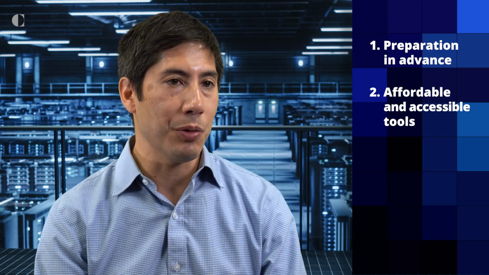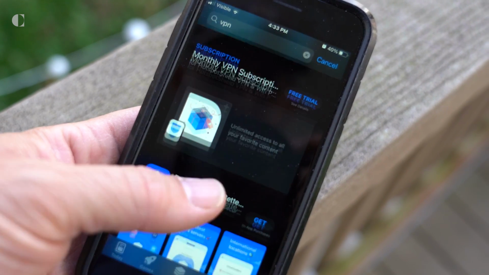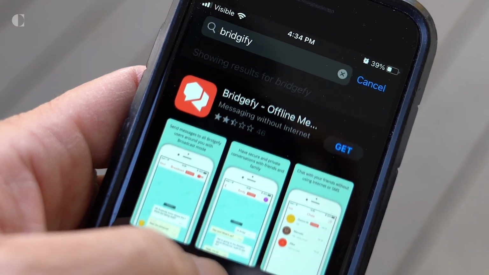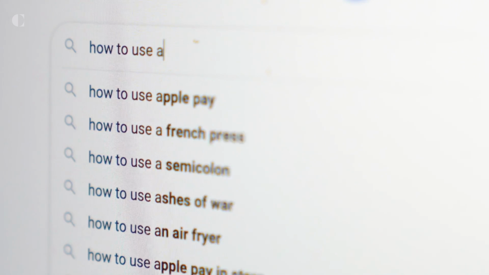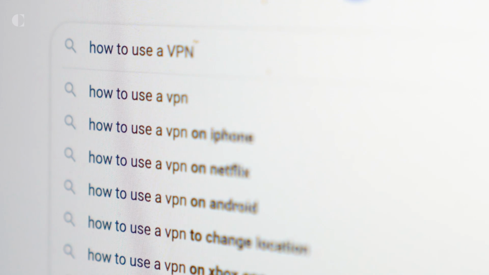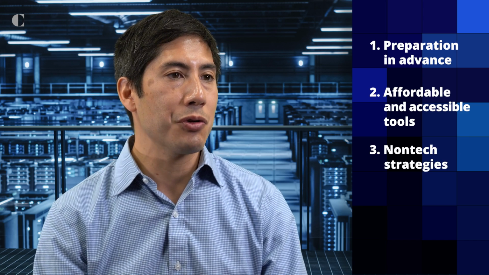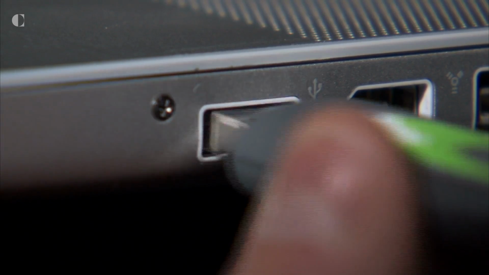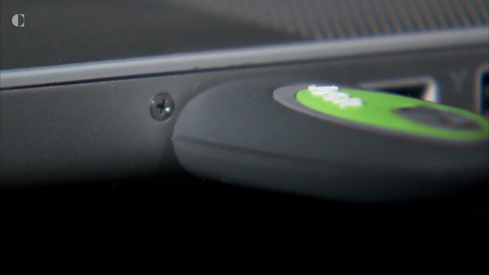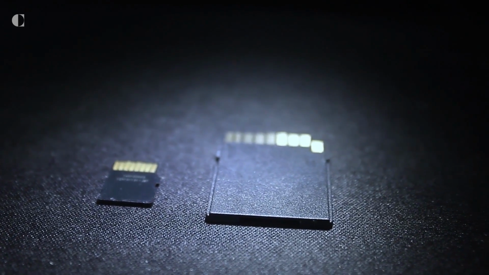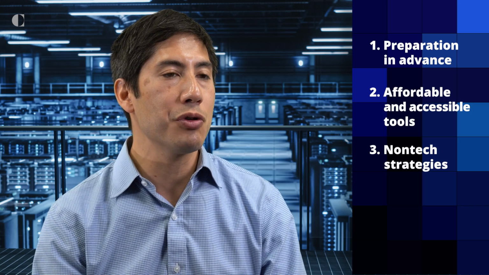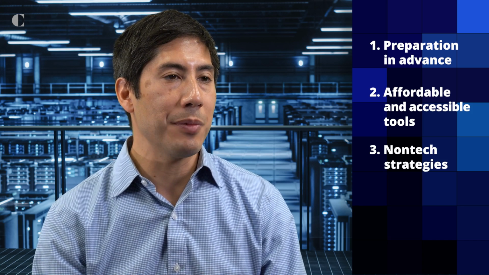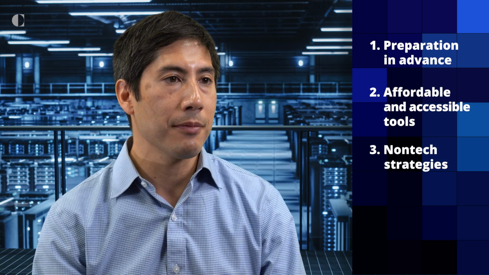Second, it's important for tools to be affordable and accessible. If citizens are unable to figure out how to download or use a VPN, for example, then their utility will be limited in terms of circumventing shutdowns. Third, non-technological strategies should complement technological approaches. This means, for example, figuring out ways to smuggle content via physical networks or implementing strategic litigation to use courts to push back against government attempts to shut down the network.